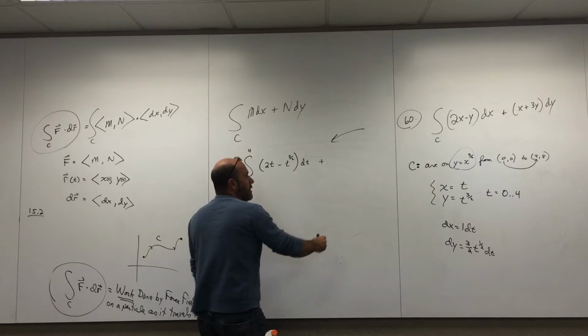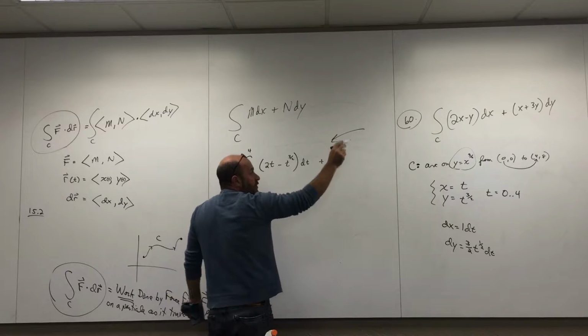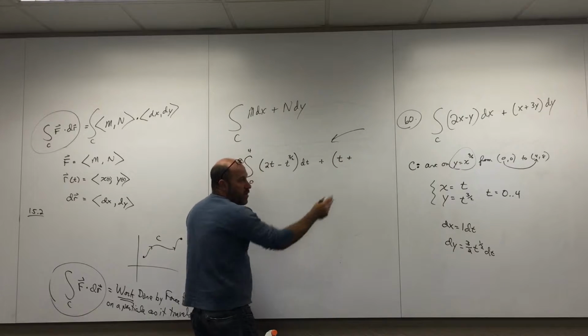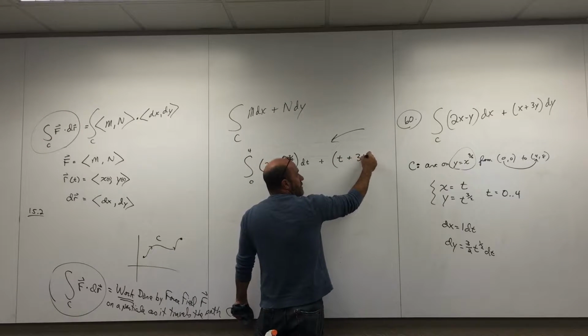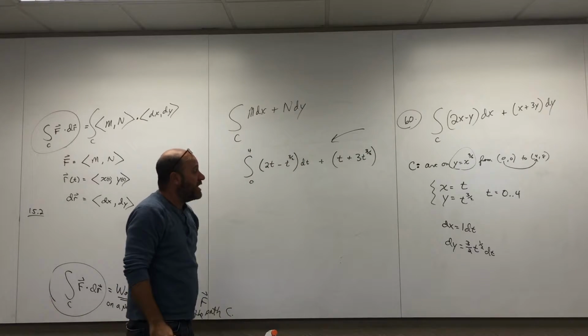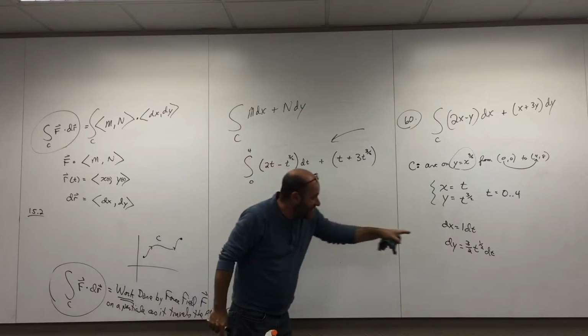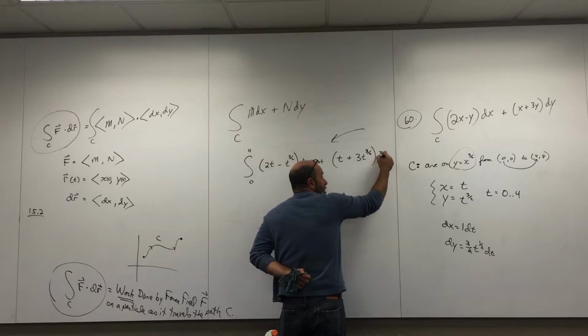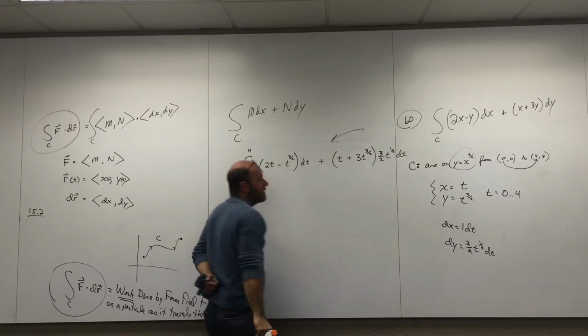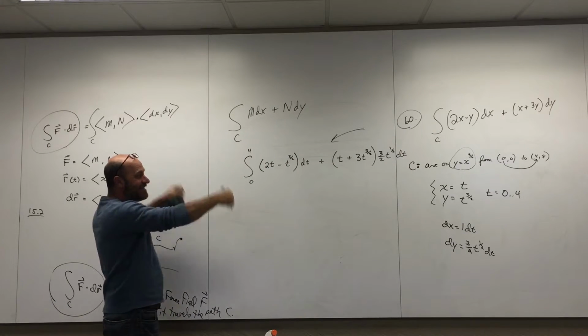Plus an x plus a 3y. Okay, an x is a t, plus a 3y would be a 3 t to the 3/2. And then it's multiplied by dy. And what's dy? That: 3/2 t to the 1/2 dt. Ta-da!